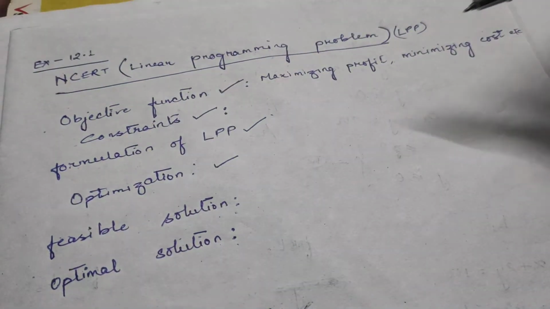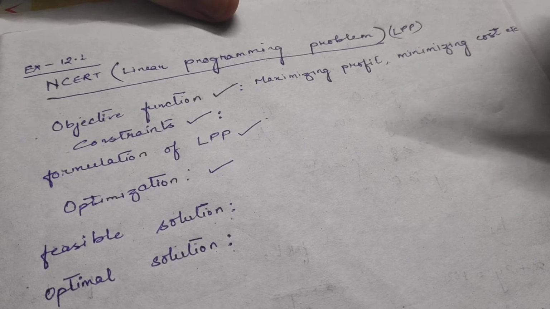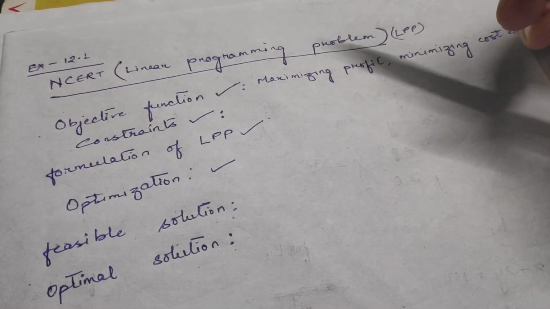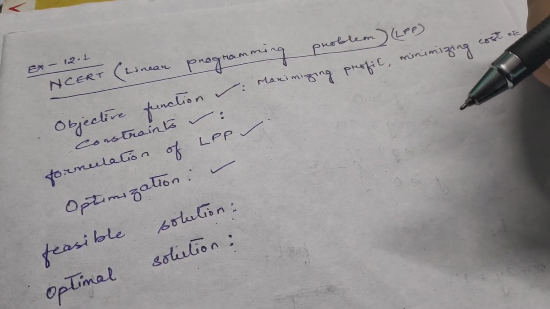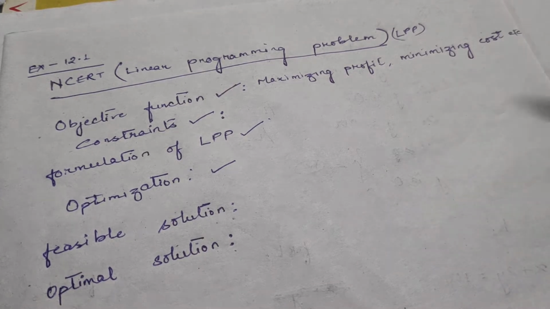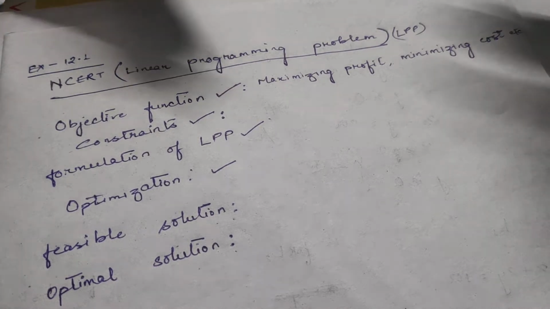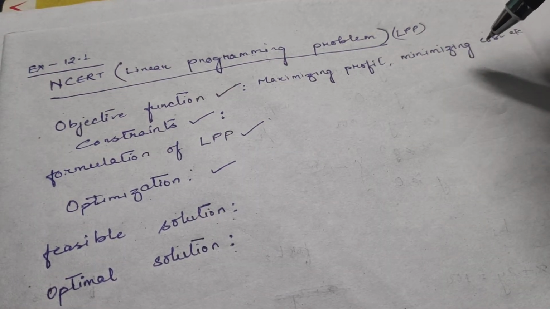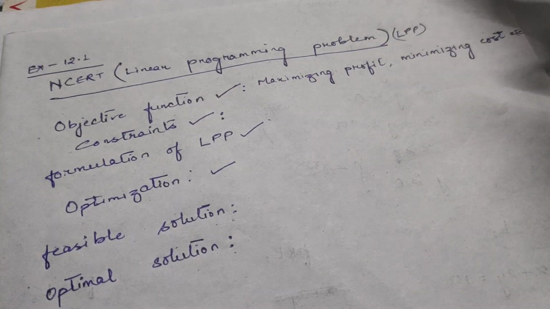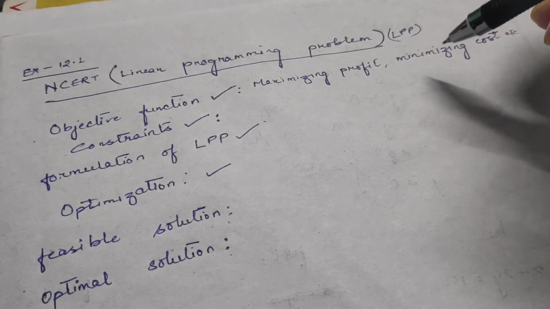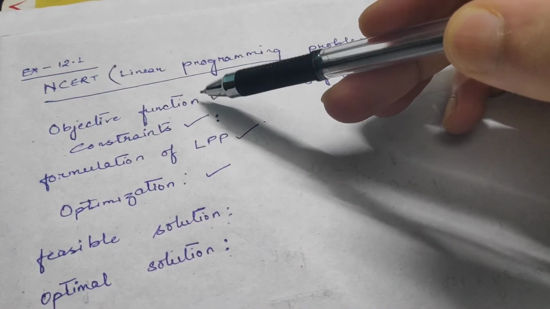So what is your objective function? Whenever you are given a problem, suppose a company is producing products. It wants to maximize its profit by selling the products, and it wants to minimize the cost. Minimize the cost means the raw material which it will be buying, it wants to reduce the price of that. So in these kinds of situations, if we formulate these ideas of maximizing profit or minimizing cost into an equation, that is called the objective function.